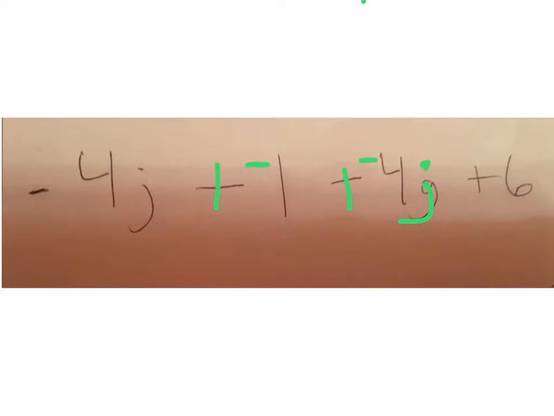So -4j plus -4j equals negative 8j. Then we have to add up negative 1 plus 6, which is 5. So the answer would be, so the simplest form would be negative 8j plus 5.